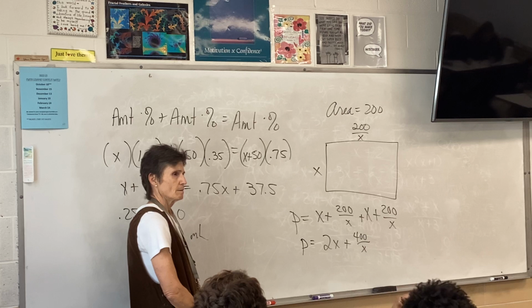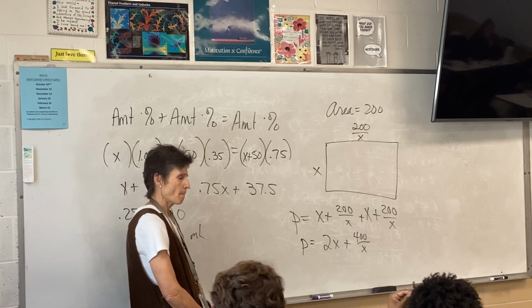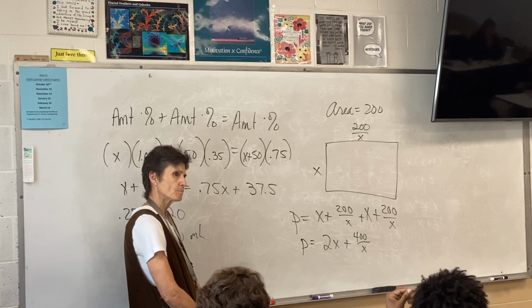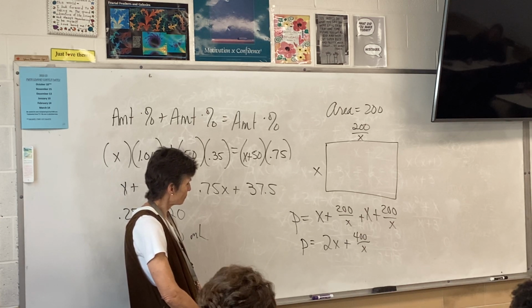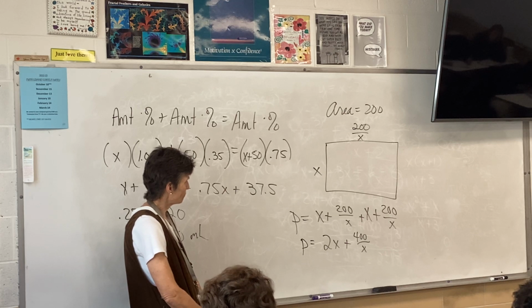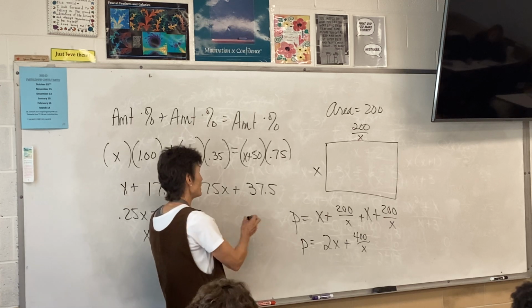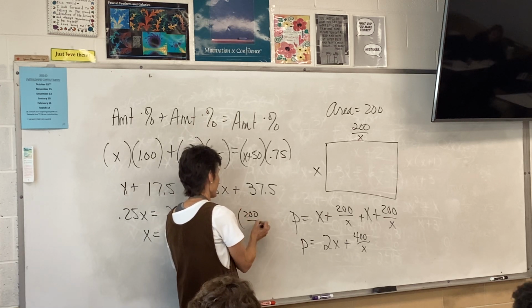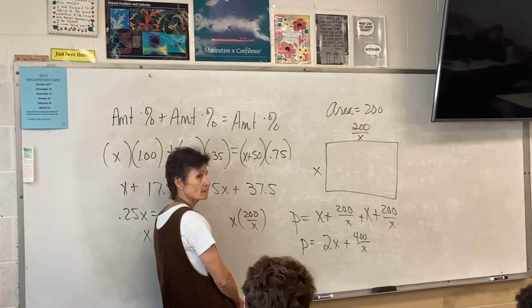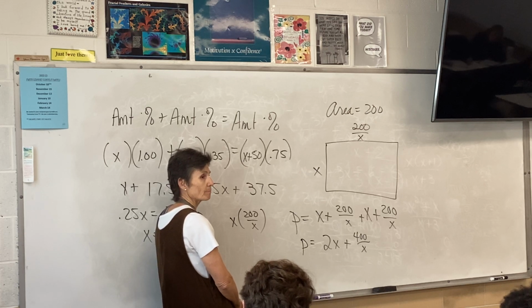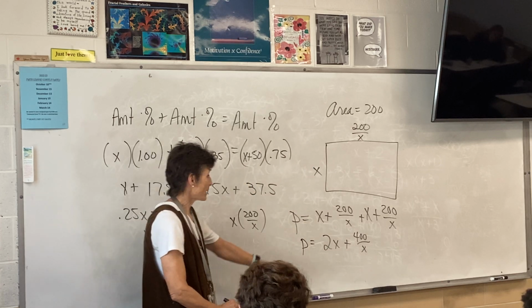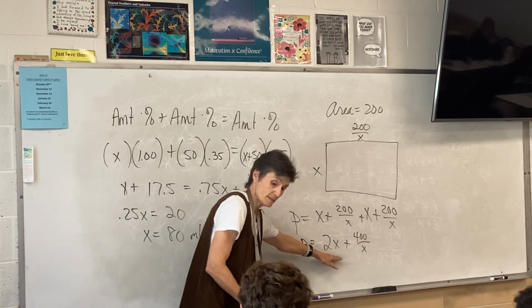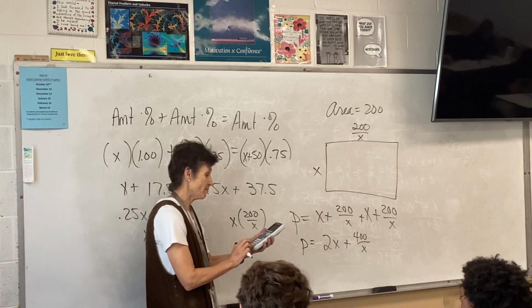But couldn't you find, well, couldn't you do X times 200 over X equals 200, and plug that into the perimeter, because we don't know what the perimeter is? Oh, you're right. But if we do X times 200 over X, what happens? Oh, it's just 200. So no, what we're going to do now is go to our calculator, type in this, and find the minimum value.